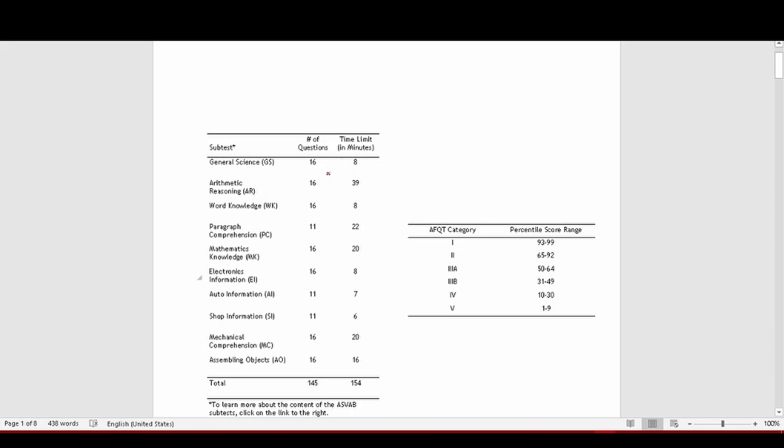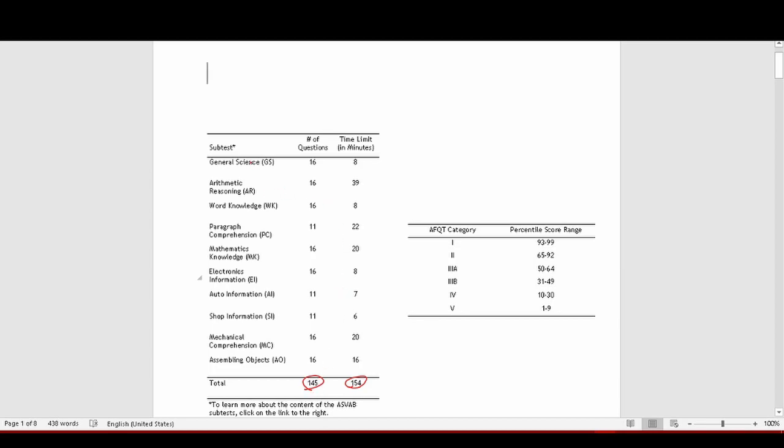Before I do that, however, I just want to take a few minutes to give you a high-level overview of the ASVAB itself. First, I want to point out that the ASVAB is nowadays a computer adaptive test for which you'll have 154 minutes to complete 145 questions.